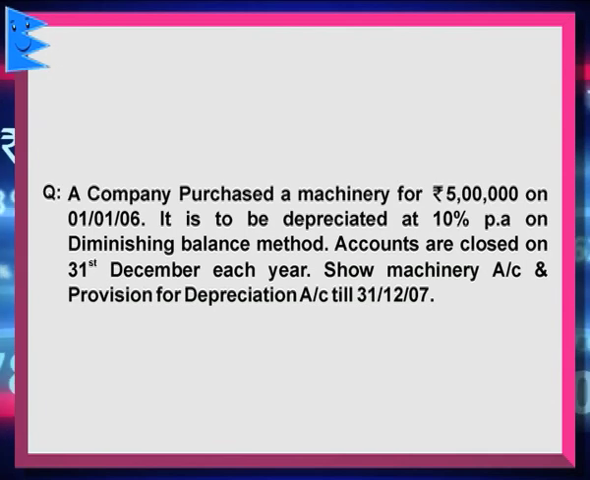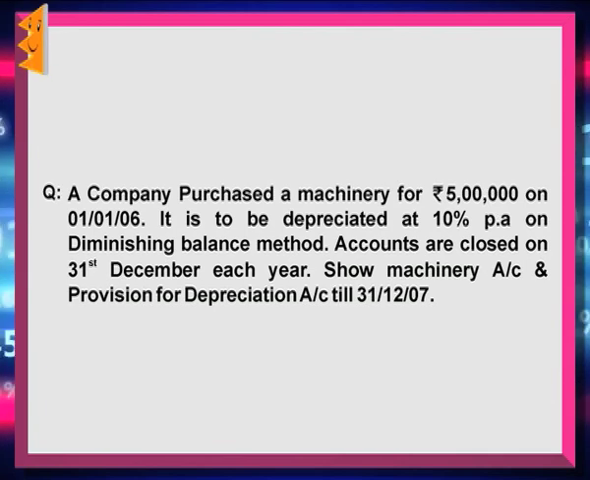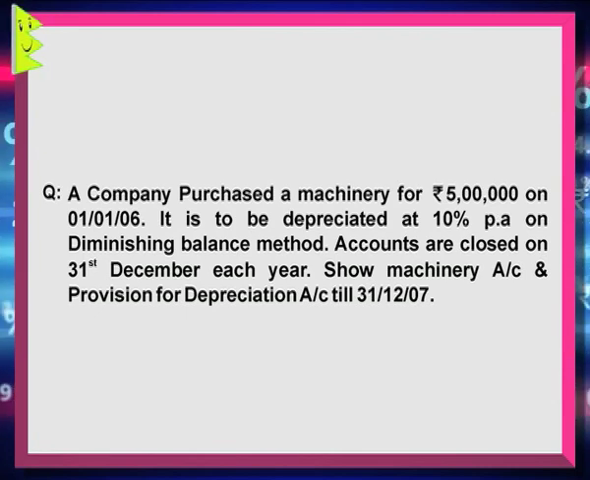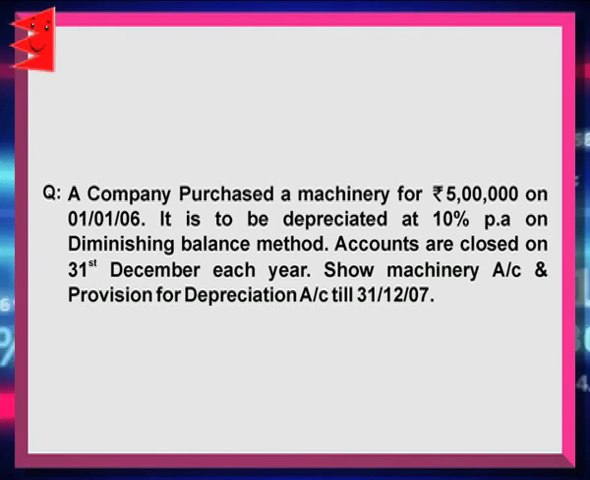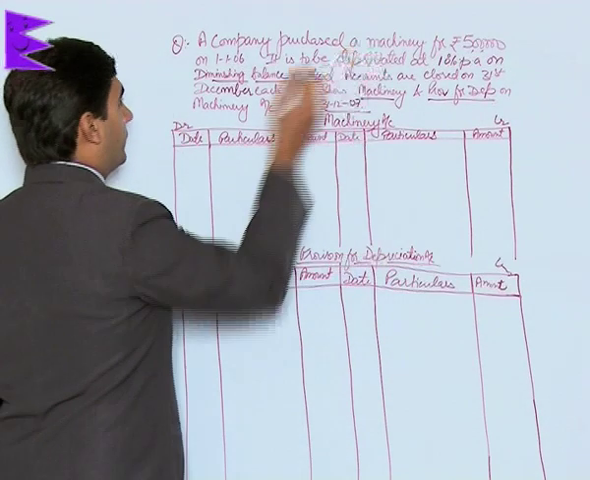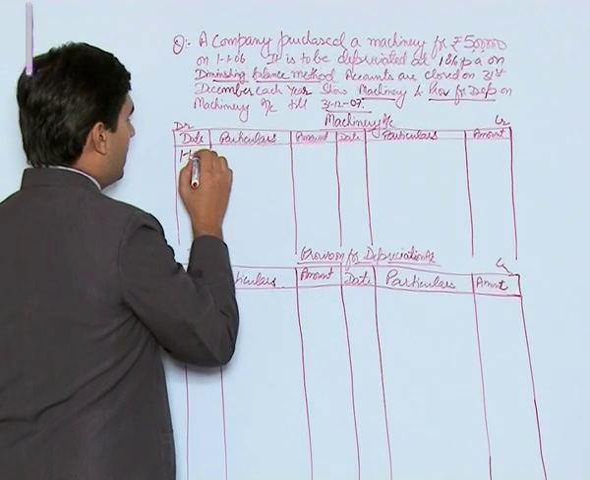Then the accounts are closed on 31st December each year. That means the financial year runs from 1st January to 31st December. You are required to show machinery account and provision for depreciation account till 31/12/2007. Now students, we have purchased this machinery on 1st January 2006.